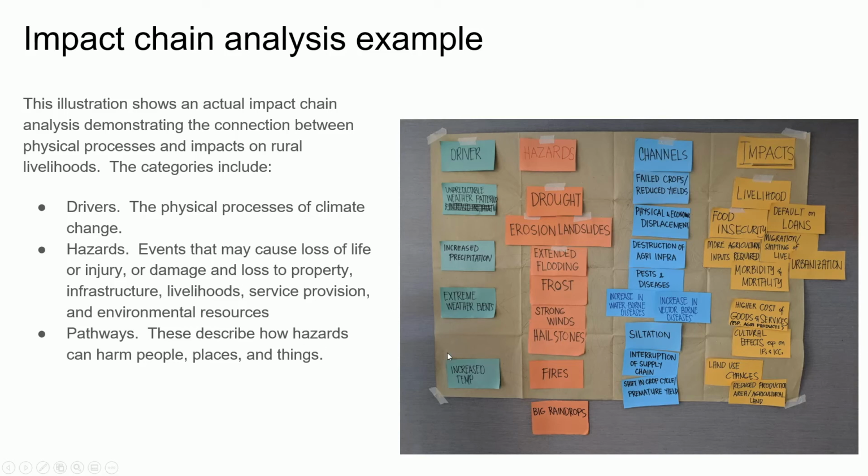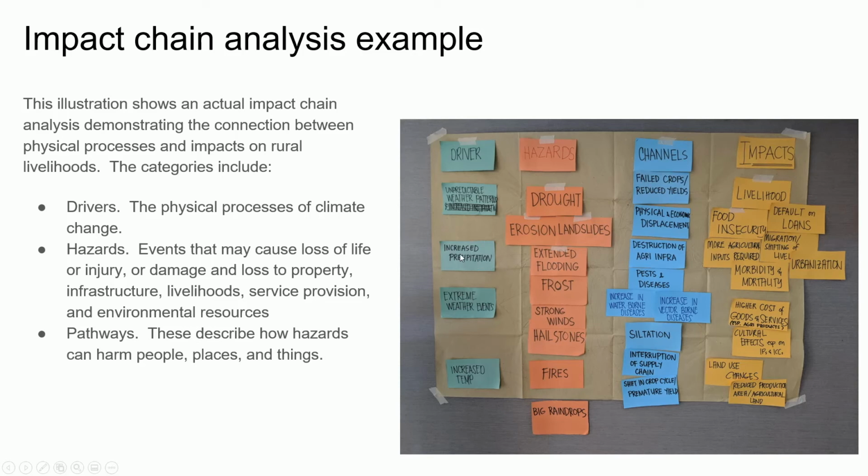So for example, if we have increased temperatures down here, increased temperature can lead to droughts. And how does a drought hurt people? Well, a drought hurts people by reducing yields of crops, agricultural productivity, or failed crops, right? So we have a chain. That's why we call this an impact chain. We have a chain of causality that we're following.